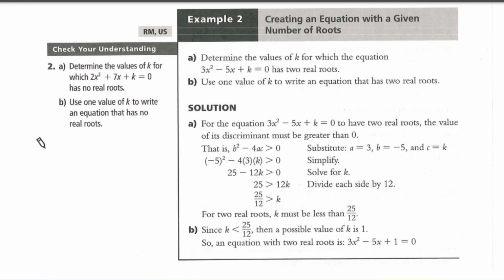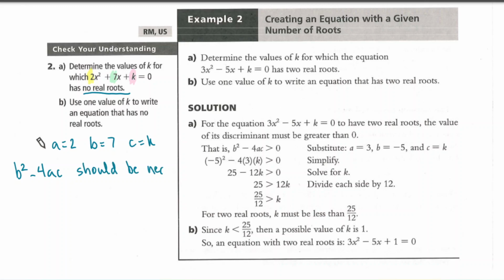Okay, so let's just highlight. This is my A, this is my B, the 7, and my C is k. So I'm just going to write that down. A is 2, B is 7, C is k. So let's calculate the discriminant, B squared minus 4AC, and it says it has no real roots. That means my discriminant should be negative.